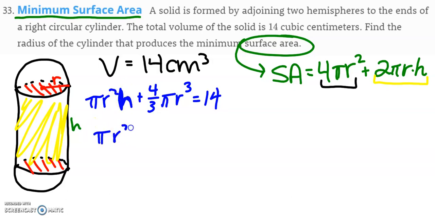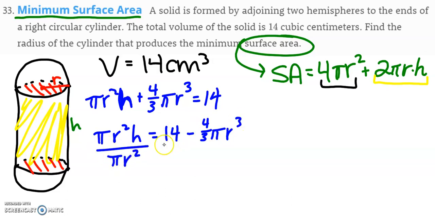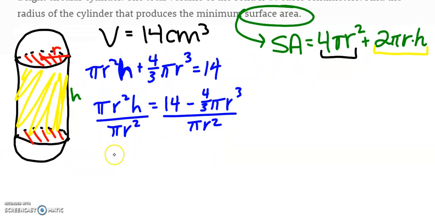So pi r squared h is going to equal 14 minus 4/3 pi r cubed. I'm going to divide both sides by pi r squared. There's a couple different ways that you can write this. In my answer key, I chose to split up this fraction so I could cancel some things out. 14 over pi r squared. And then in this situation, my pi's are going to cancel, and two of the r's are going to cancel, so I'm going to have 4/3 r.